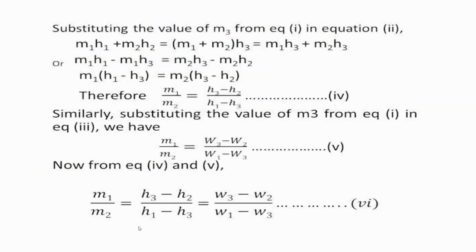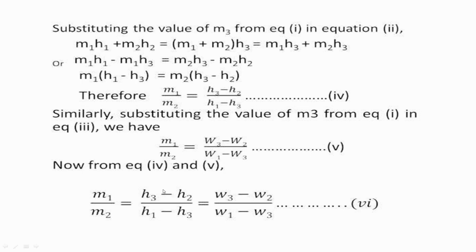Substituting the value of m3 from equations 1 and 2, we get m1 divided by m2 equals h3 minus h2 divided by h1 minus h3, which we can write as equation 4. Similarly, from equation 3, we get m1 by m2 equals w3 minus w2 upon w1 minus w3. Depending on whether we have the enthalpies or the specific humidities, we can easily get the mass flow ratio in this form.